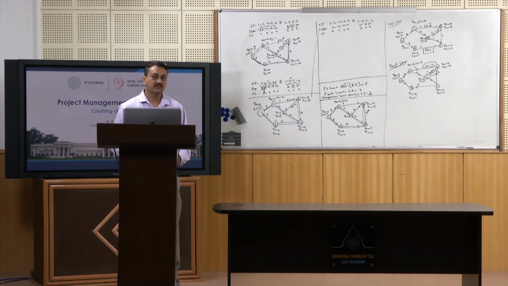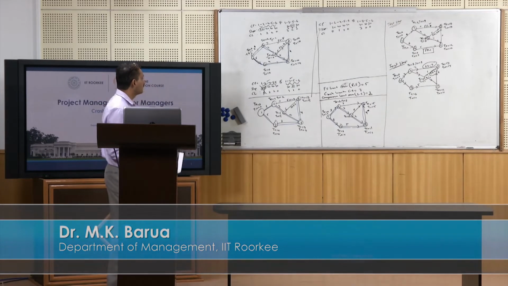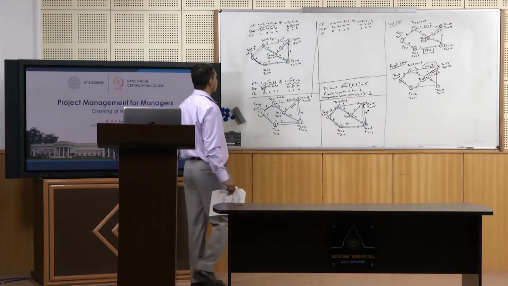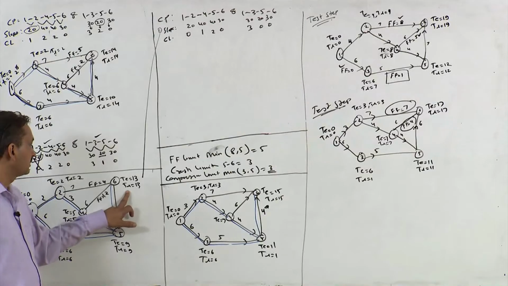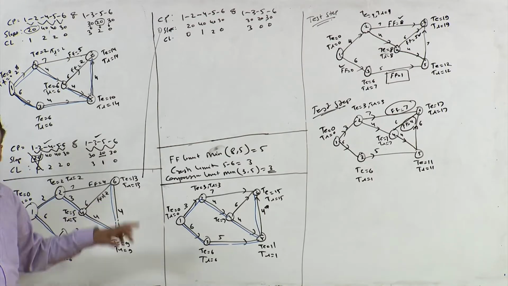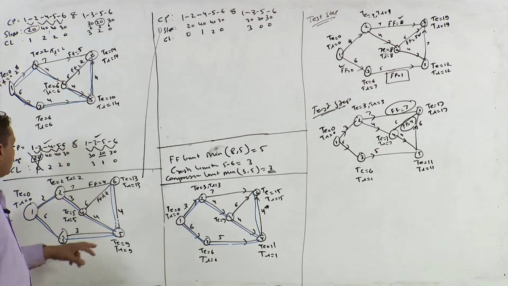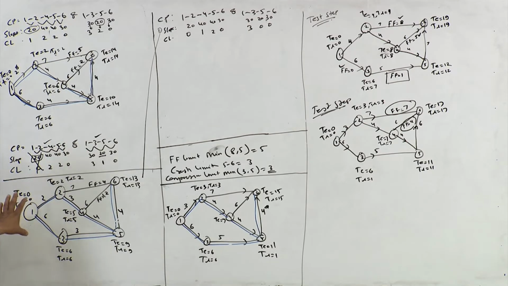In the previous session we were discussing how to crash a network using the free float method, and we were solving this particular question. So far we have reduced the duration of this project up to 13 days. However, its initial duration was 20 days, right? So let us move further.